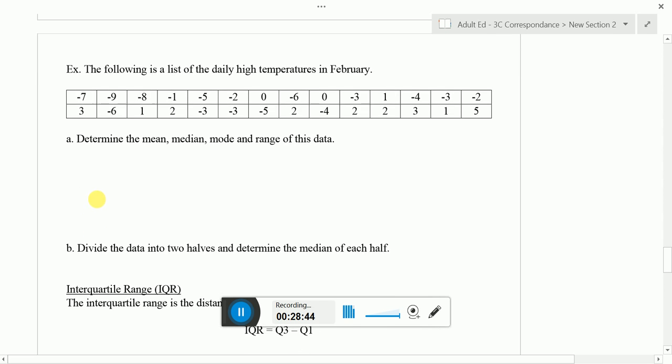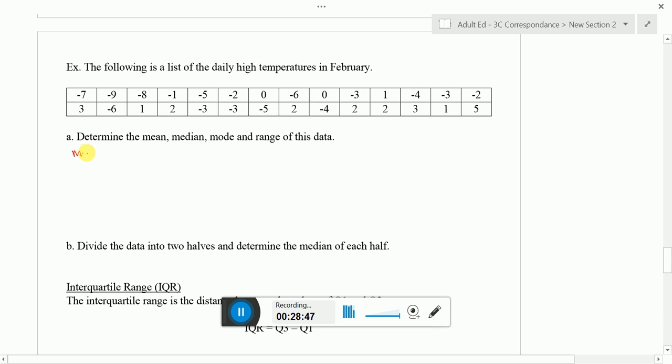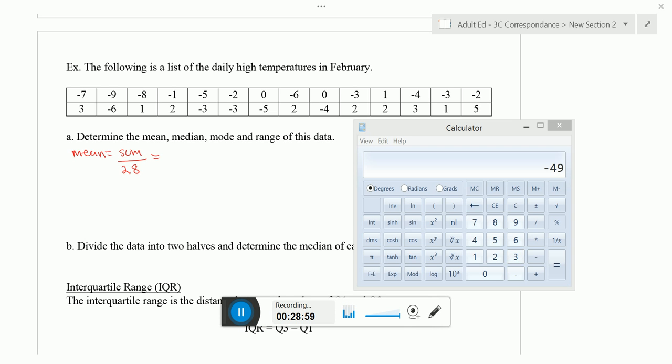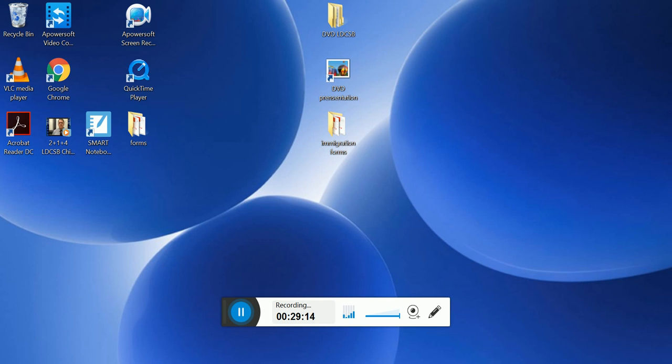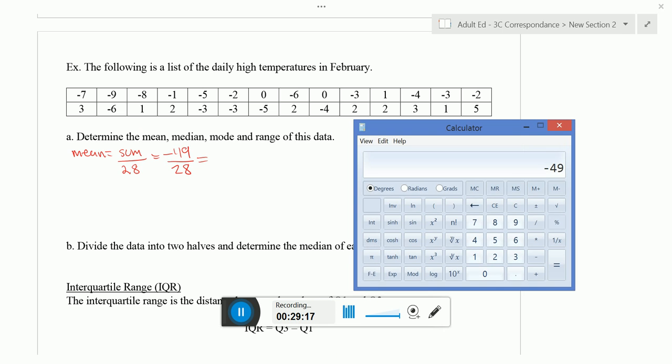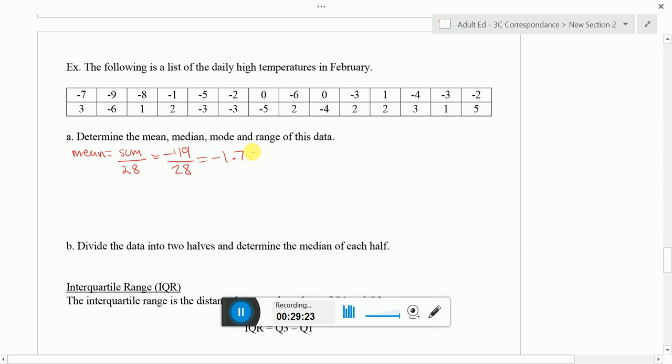We want to determine the mean, the median, and the mode. Again, we'll start with the mean, which is the sum divided by the number that we have. Since it's February, there would be 28 numbers. If we add all those numbers together, our sum is negative 49. Again, realizing that if you're adding a negative number, it's really like subtracting, so you can have a negative sum. Our average, we're taking that sum, negative 49, and dividing by how many numbers we have, or 28, which gives us an average temperature of negative 1.75 for the month of February.